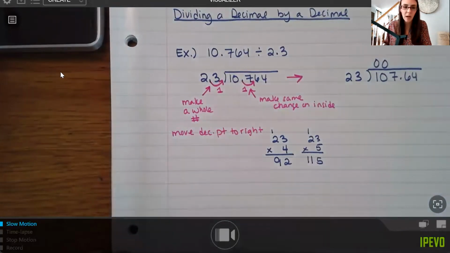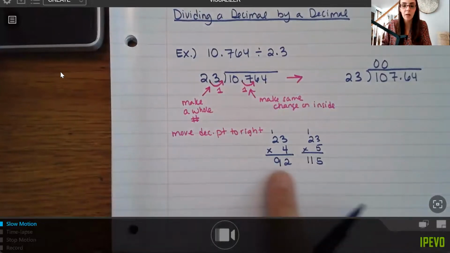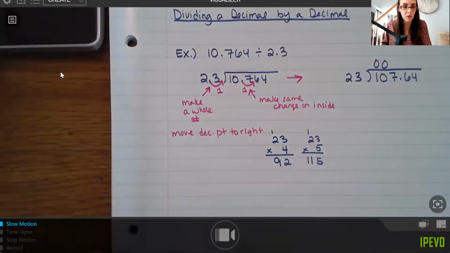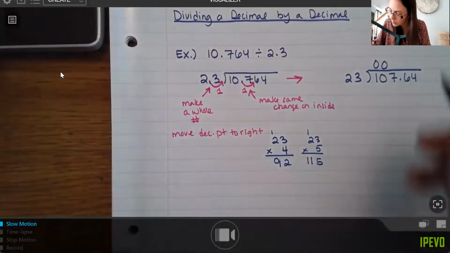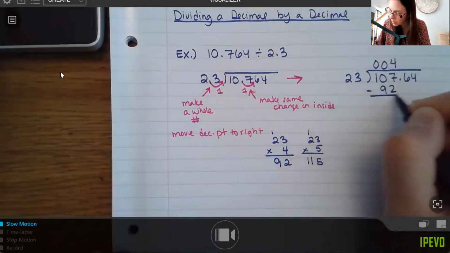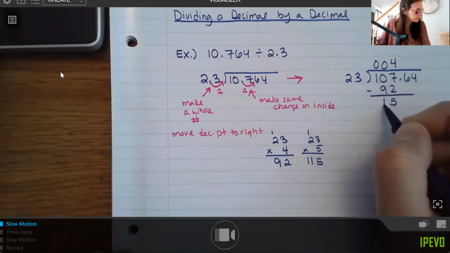So notice that I'm not really making a multiples list this time just because 23 is kind of a big number. I'm trying to use instead like a guess and check idea. But I am going to keep my work. I'm not going to erase this because this will help me later on if I do want to make a multiples list or just to try some other values. So it's going to be 4. And then I have 92. So 7 minus 2 is 5, and 10 minus 9 is 1.